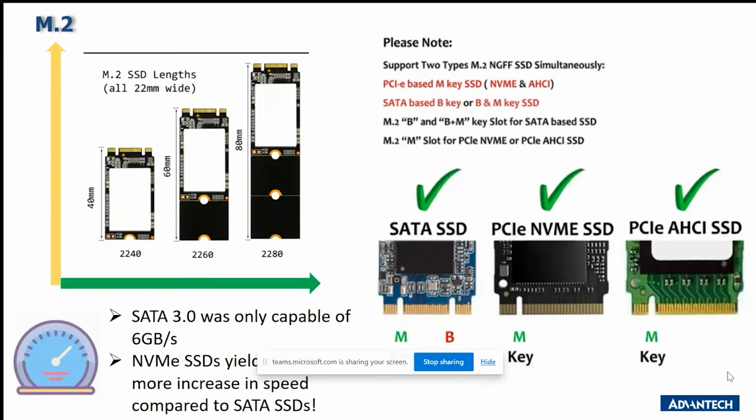Now, a popular storage form factor found in many embedded boards right now is the M.2 form factor. This can also come in many different dimensions and also interfaces. Common M.2 form factors are M.2 2230, M.2 2242, M.2 2240, M.2 2280, and M.2 3052.